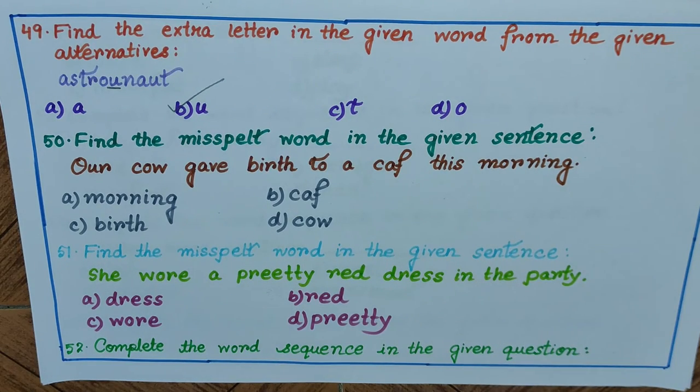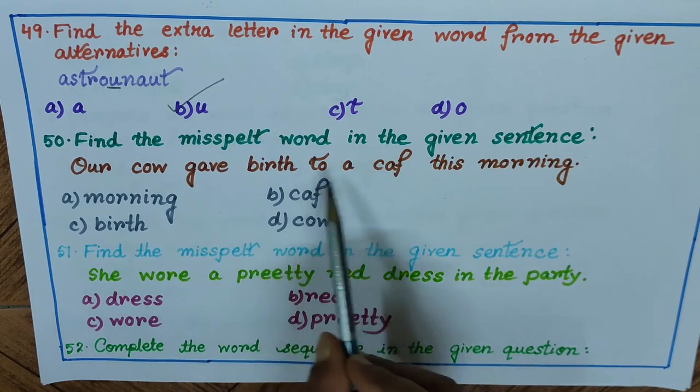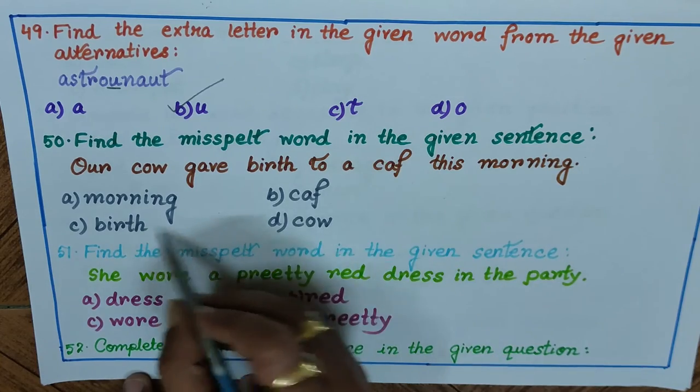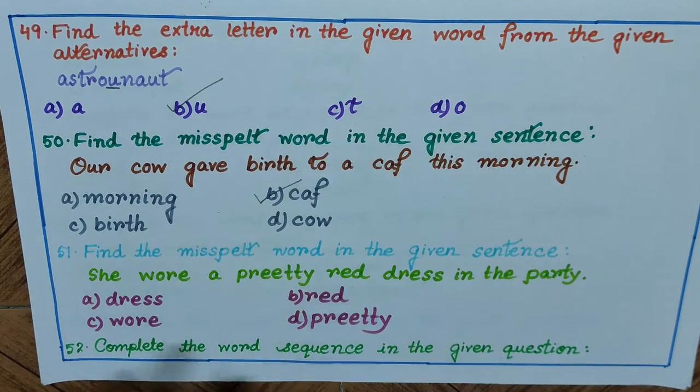Question 50. Find the misspelled word in the given sentence. Our cow gave birth to a calf. Calf spelling is wrong. C-A-L-F is the right one. So, B, calf is the right answer for us.